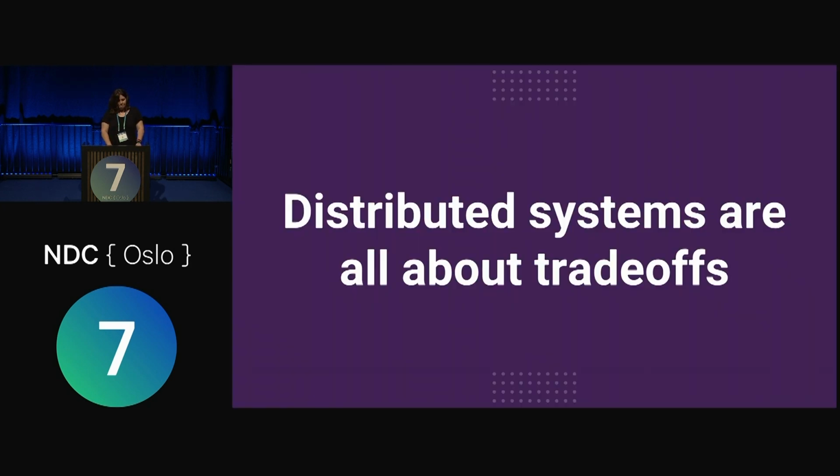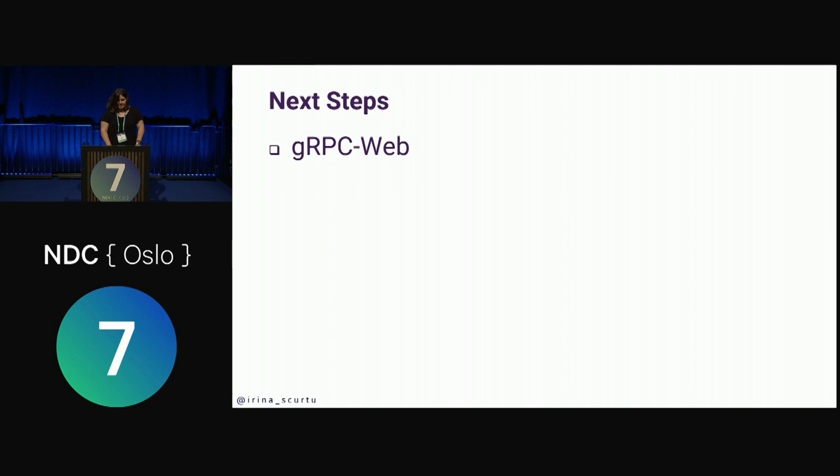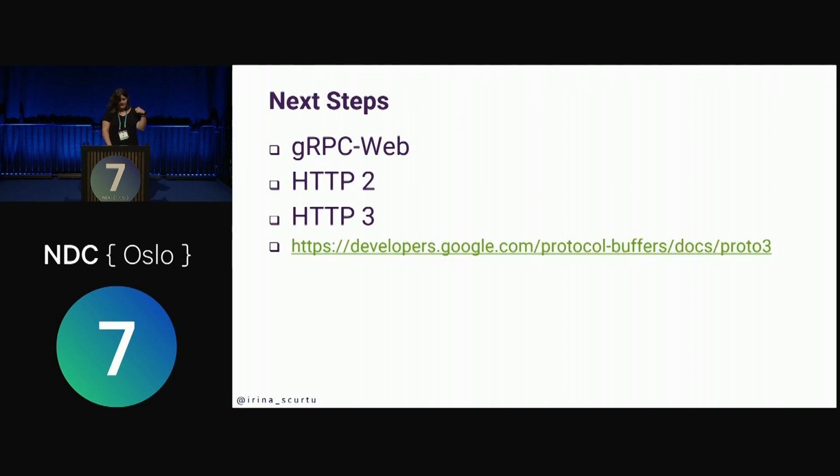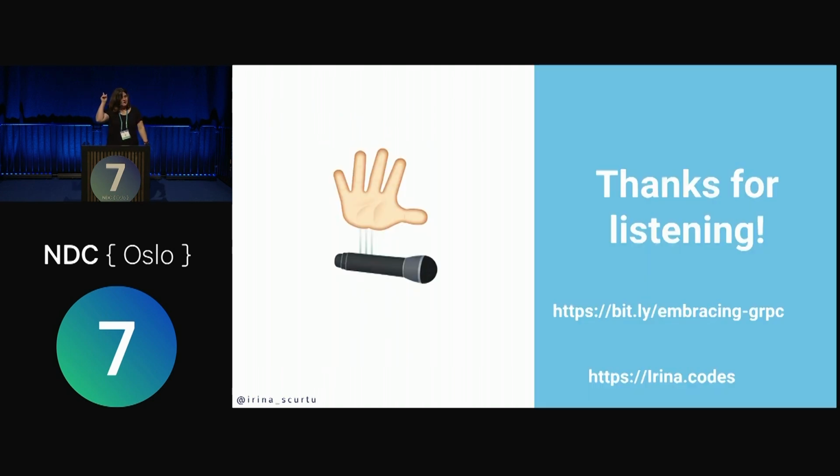And distributed systems are all about trade-offs. So we need to pick the right technology for the specific job that we have. And we should know the tools. So as next steps, because my time is up, look up gRPC web, HTTP3, and stuff like that. And you'll have the resources in here. So demo and so on.